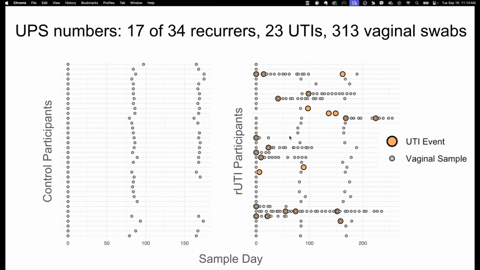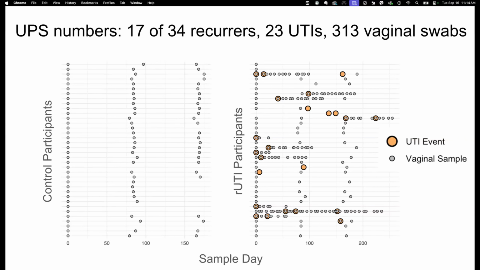So what I want to focus on today are the vaginal swab samples. This just gives you a visual snapshot of what the sampling looked like. On the left-hand side, we have our control participants. The x-axis is showing time. We have individuals giving us their 3 samples. But you'll notice on the right are our rUTI participants. A lot more sampling happening, as we expected. These individuals were much more likely to have UTIs than controls. In fact, 17 of our 34 rUTI participants had a recurrence, and we captured 23 UTIs and lots of vaginal swabs throughout. I'll talk a little bit about another journey that these vaginal swabs went down.